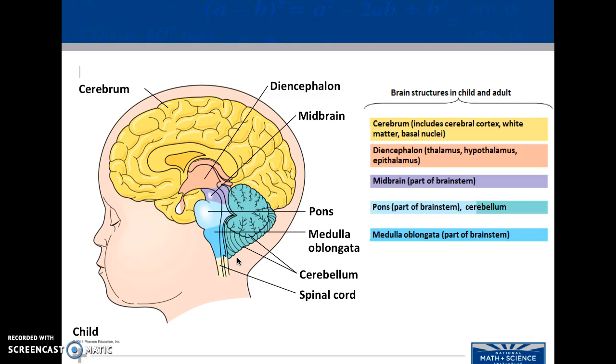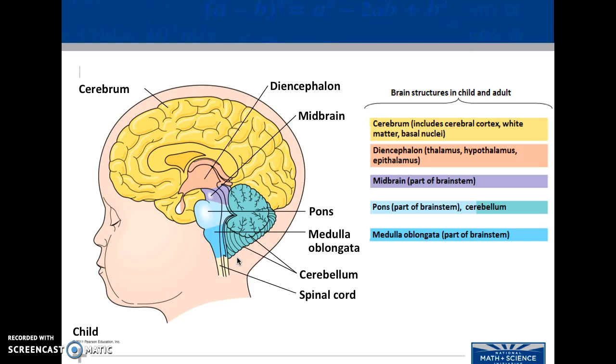So, in an adult and also in a child, these are not fully formed, but the parts are all there. We see the cerebrum, which is yellow. This includes the cerebral cortex, white matter, and the basal nuclei. We have the diencephalon, which is orange: thalamus, hypothalamus, epithalamus.